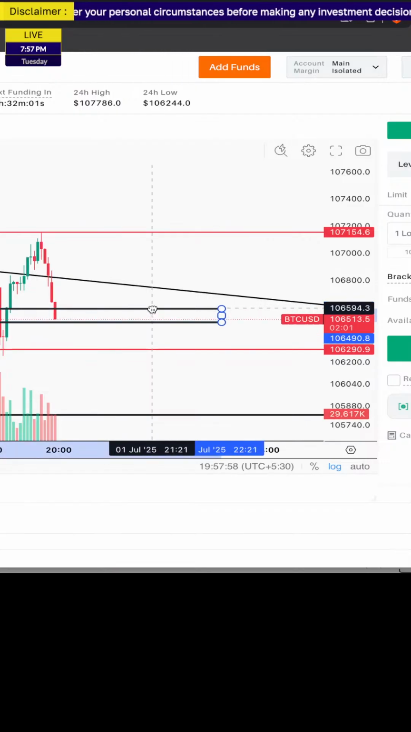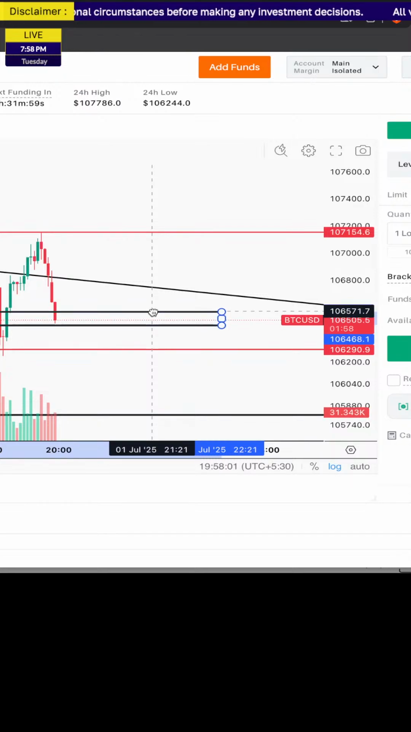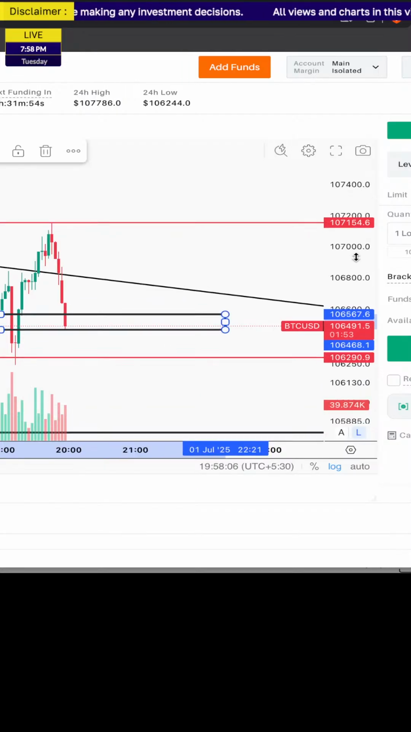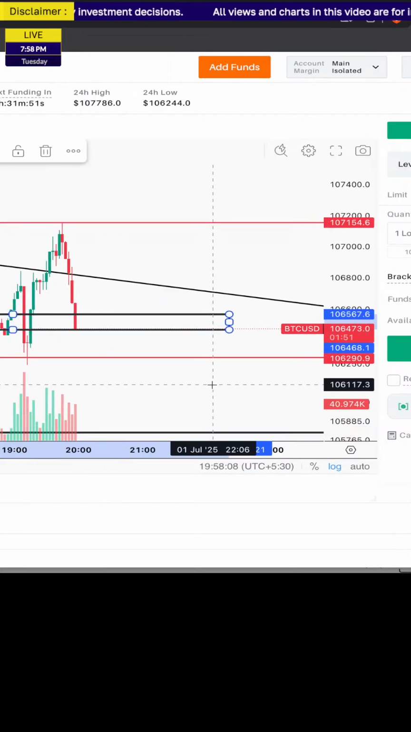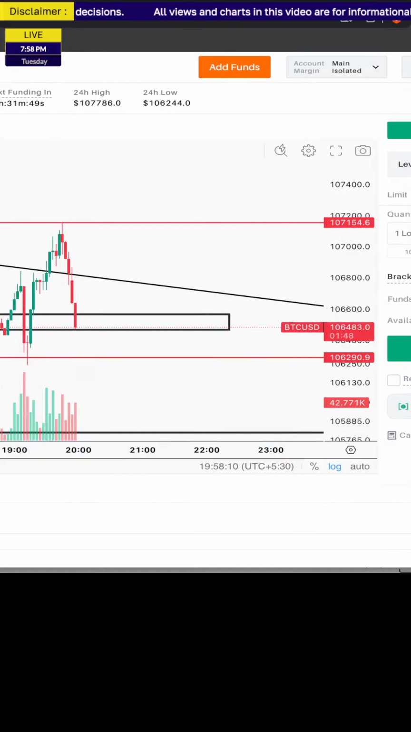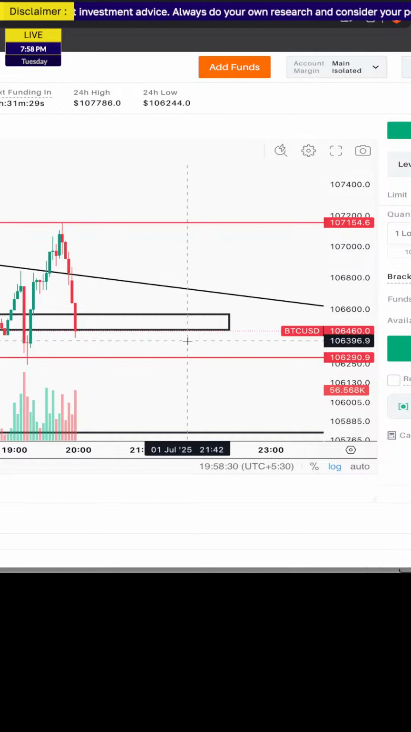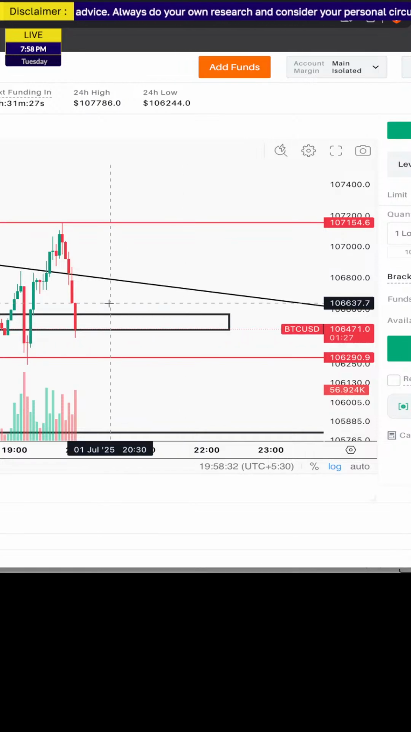500 is a psychological level. Okay, this is the psychological level. We will see how the market reacts here. What's happening with the global market? Ethereum is correcting a bit. S&P 500 is just in a range-bound situation. Dow, Nasdaq have potential to move towards the upside.